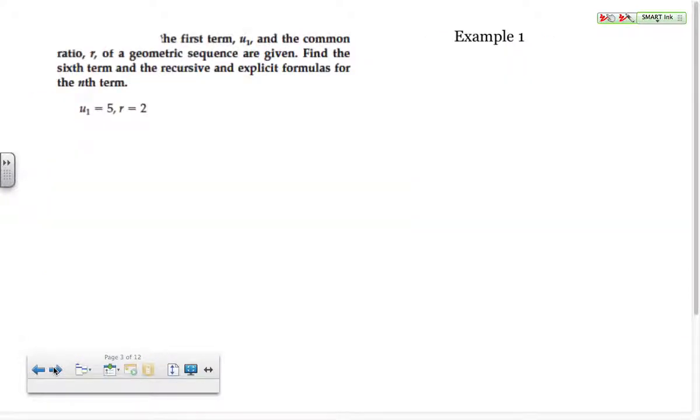So here we go. Here's example 1. It says the first term is u1 and the common ratio r of the geometric sequence is given. Find the 6th term, the recursive and the explicit formula. So let's look at those really quick.